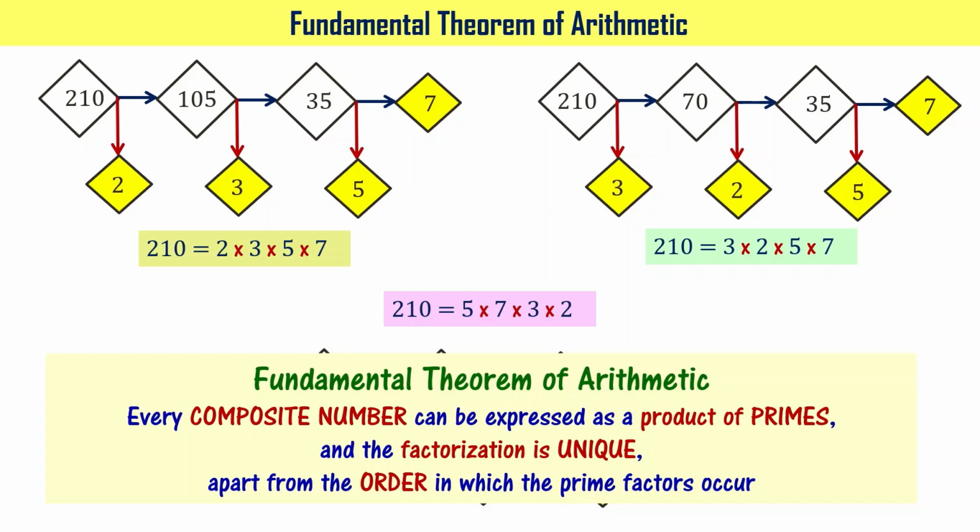In the case of 210, we have seen the composite number 210 was expressed as product of prime numbers 2, 3, 5 and 7, and the factorization is unique apart from the order in which the prime factors occur. The order was different, but the prime factors involved were the same, right? I hope you understood the fundamental theorem of arithmetic.